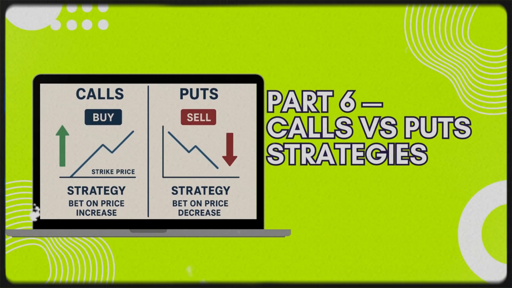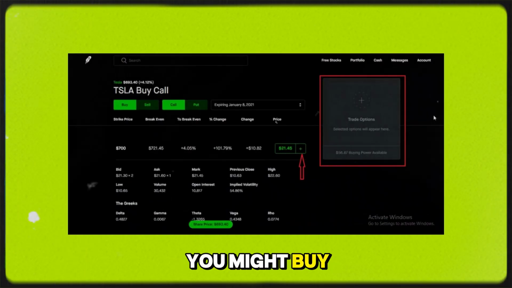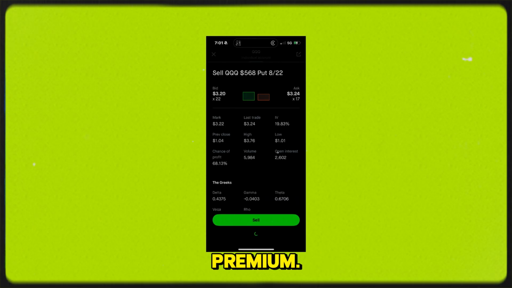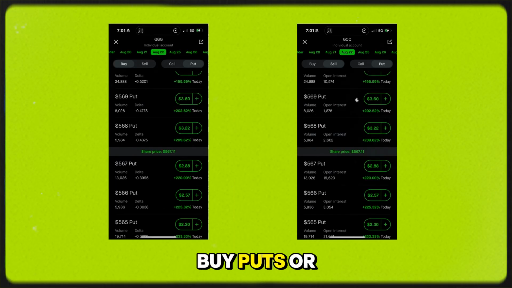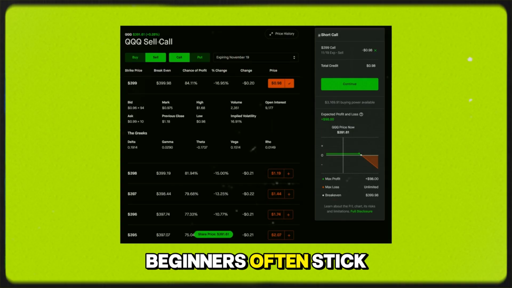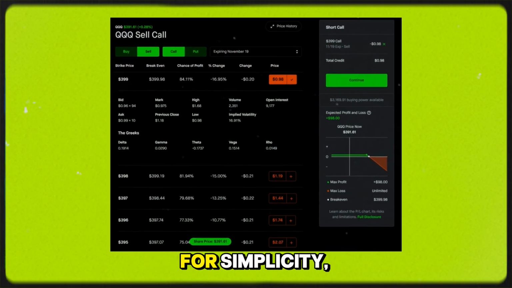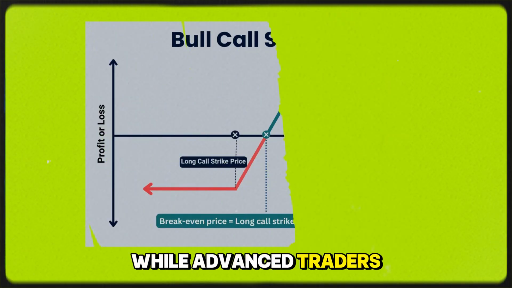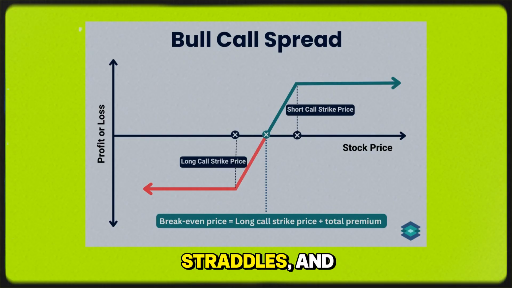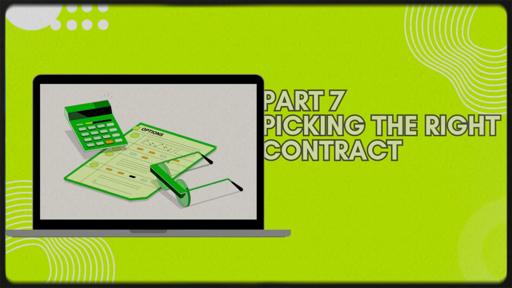Part 6. Calls versus puts strategies. If you're bullish, you might buy calls or sell puts to collect premium. If you're bearish, you might buy puts or sell calls. Beginners often stick to buying calls or puts for simplicity, while advanced traders explore spreads, straddles, and covered calls to balance risk and reward.